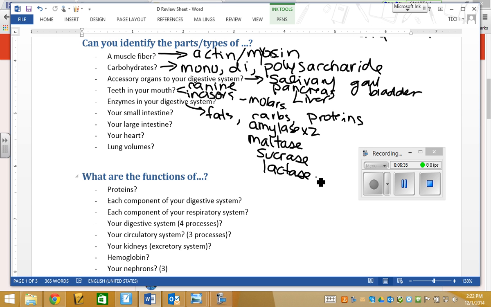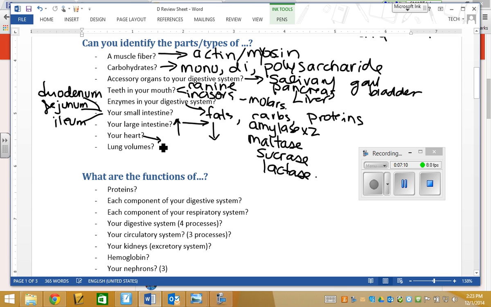Now what are the parts of the small intestine? We start with the duodenum, then the jejunum, then the ileum, in order. The duodenum, the first section, is where all of the other accessory organs add their secretions. Your large intestine has the ascending, transverse, and descending sections. The words describe exactly the direction that things are moving through your intestine.